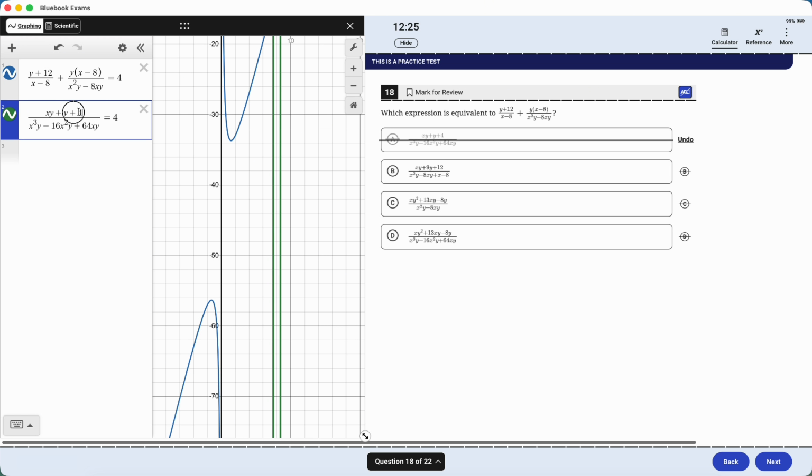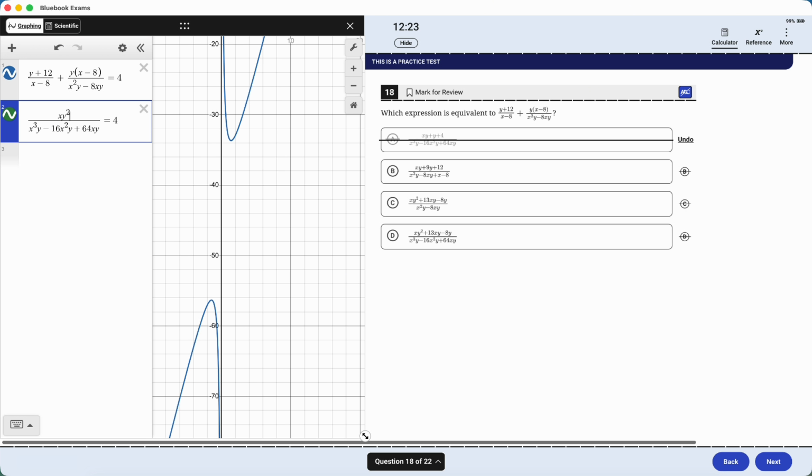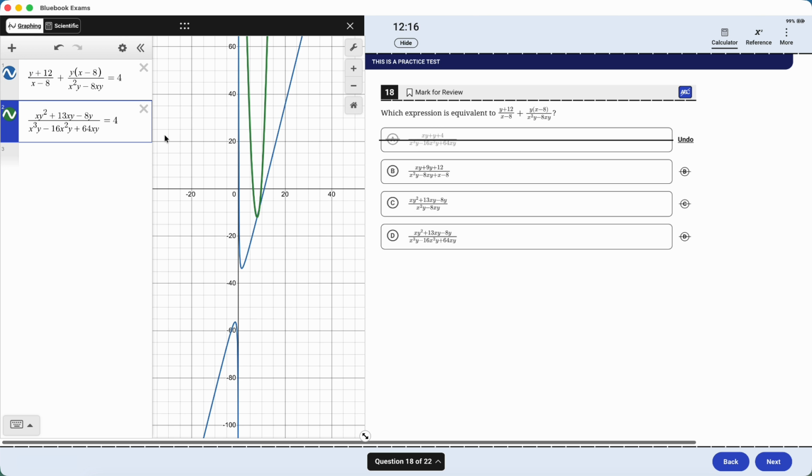That way I don't have to rewrite the whole denominator. xy squared plus 13xy minus 8y, right? What does this graph look like? Yeah, that's not the same thing either, right? So it's not that. So it's got to be one of these two, right?